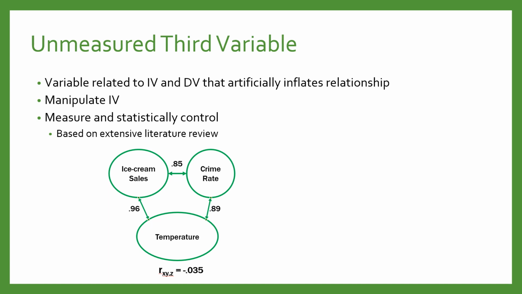Now, if you look at that fancy r_XY.Z, that's called a partial correlation. And that's an analysis that you can do where you pull out that third variable to see what the real relationship is between your independent and dependent variable after controlling for that third variable. So I ran an analysis with this data, and as you see here, after you control for temperature, there's basically no correlation between ice cream sales and crime rate, and it actually goes negative, right? So it goes from strong and positive to weak and negative.